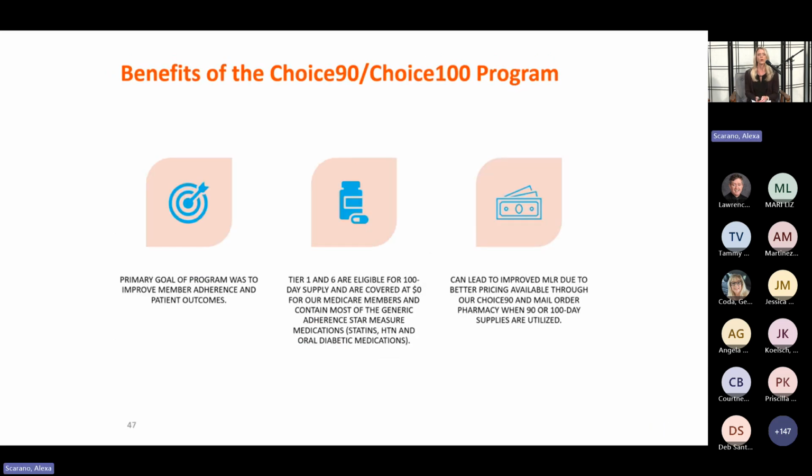The benefit of the program is really the primary goal is to improve member adherence and patient outcomes. Tier 1 and Tier 6, remember, are eligible for a 100-day supply, and that really helps hit those STAR measures. If they just get 3 fills of a 100-day supply, then they are meeting that STAR measure. This can also lead to an improved MLR because our pricing is better when we use the Choice 90 or the mail order supplies.